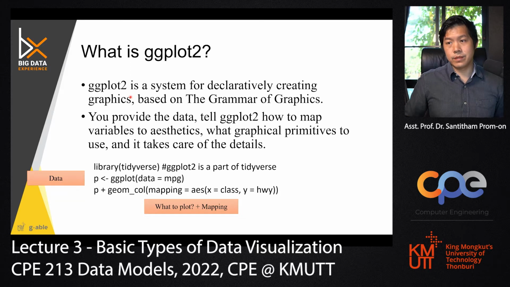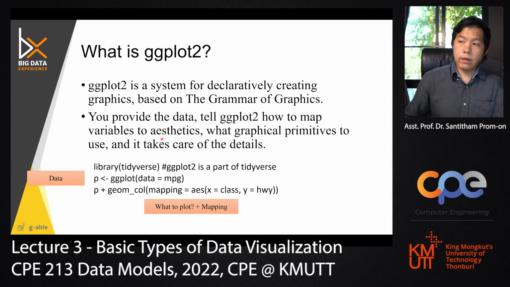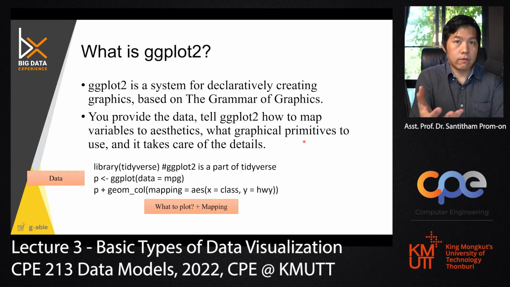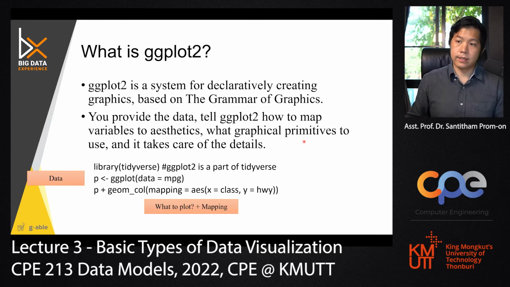What you need to do is provide data, that's the first one, and tell ggplot2 how to map data into the aesthetics, into the visualization. Which part of the data should be mapped to the x-axis, which part to y, which part to color or size, and what graphic primitive, the type of graph that you want to display, should be used, and also details. So this is how you use ggplot2, basically.